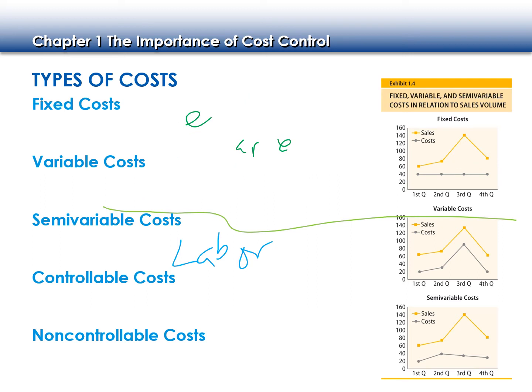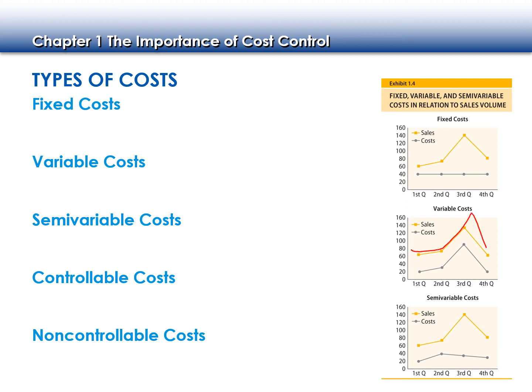So this looks at sales versus cost. As you can see right here, our sales go up and down, but do our fixed costs change? They do not. What do you notice about our variable costs? Up and down. Our sales are up and down, and our costs are also up and down in direct proportion. They move exactly the same.